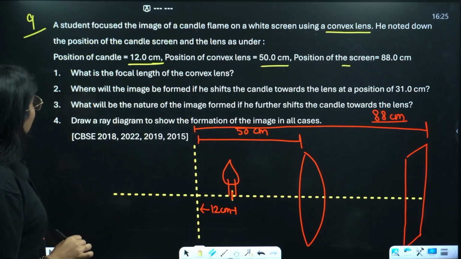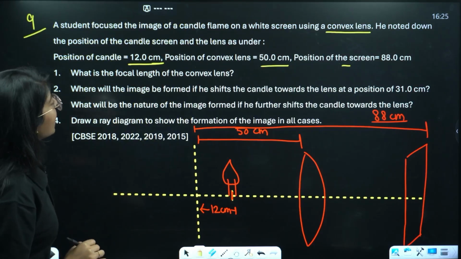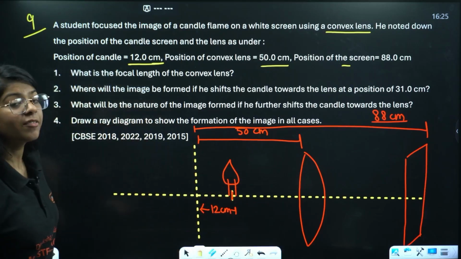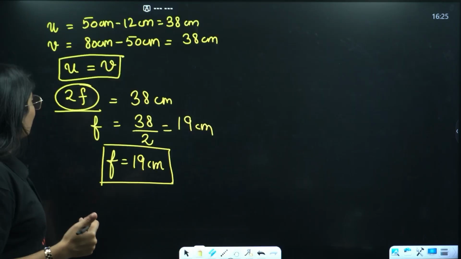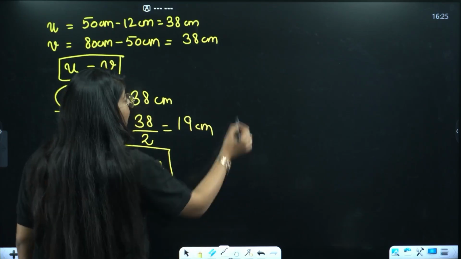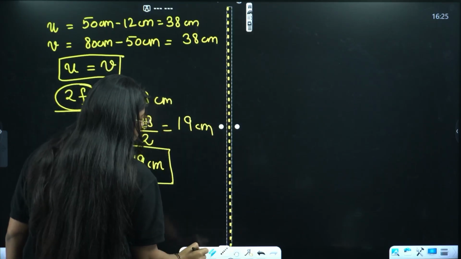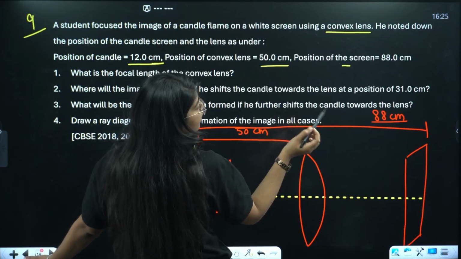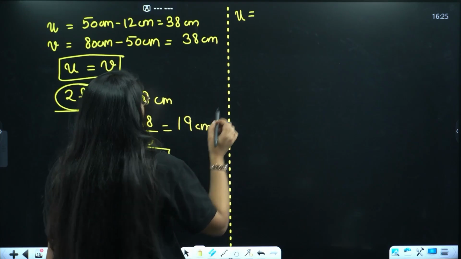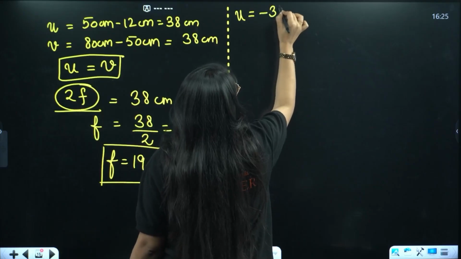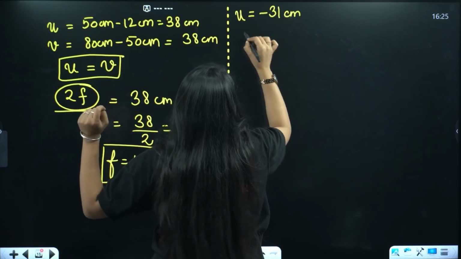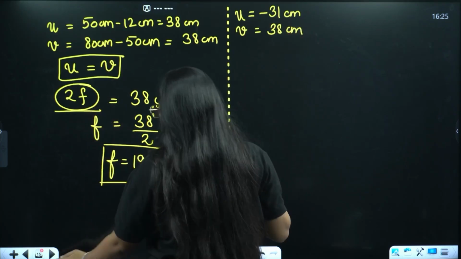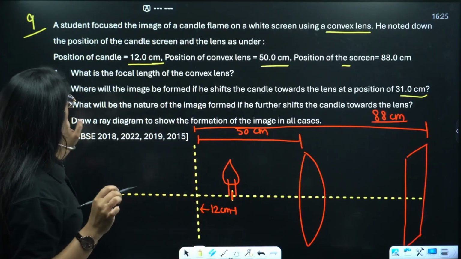Understood? What else they have asked? Where will the image be formed if we shift the candle towards the lens at a position of 31 centimeter? Now what they did is, they changed the position of candle as 31 centimeter. So U is minus 31 centimeter. Understood? What did they ask? Where will the image be formed?